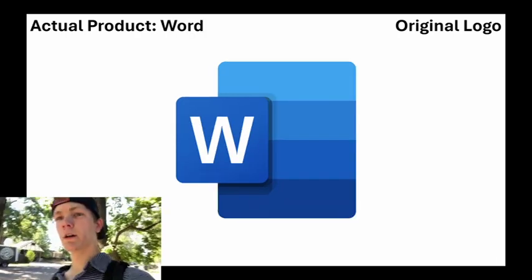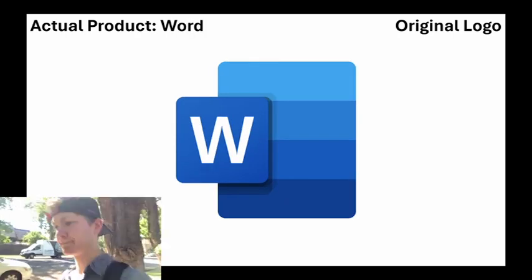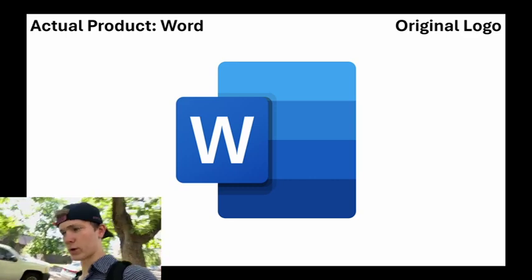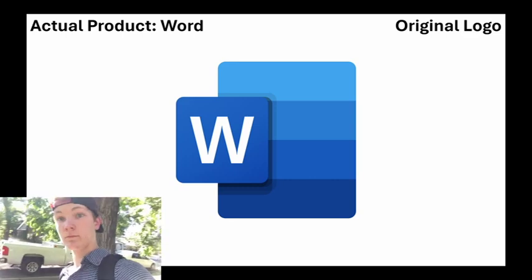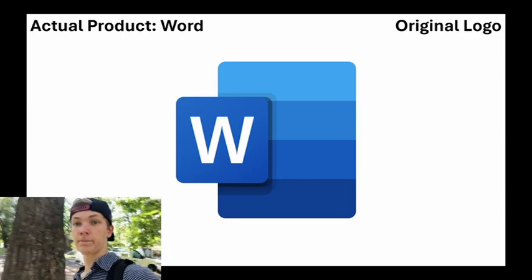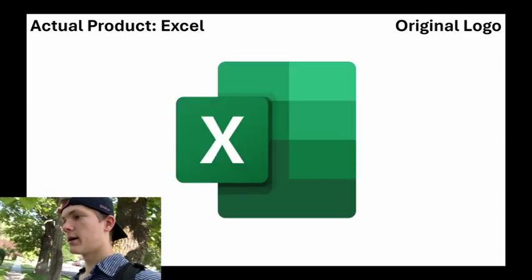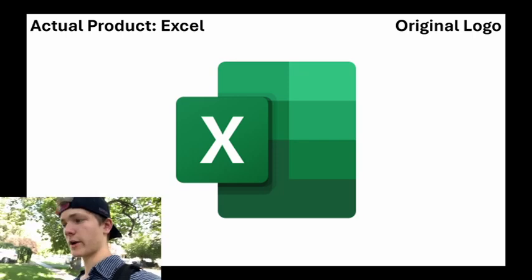Okay. W is for Microsoft Word. Microsoft Word is probably the best document writing software in the world. Fight me. It's really good. But here's the logo. I didn't make it. Microsoft did. Alright. Next up, we have X is for Excel.